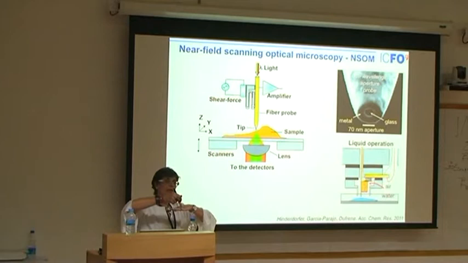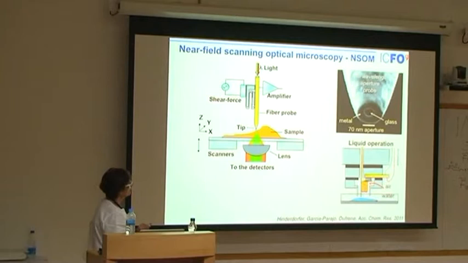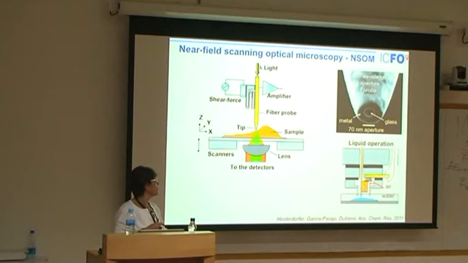Now, after you engage the tip, you start doing your scanning. One of the things that we do in the lab is that we have made a system which allows us to work under liquid conditions, and so we work in the cellular context, keeping the cells in completely physiological conditions.